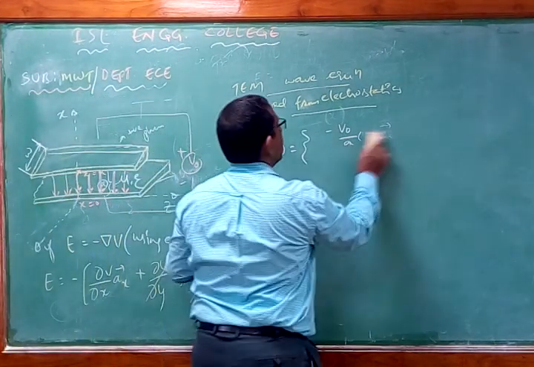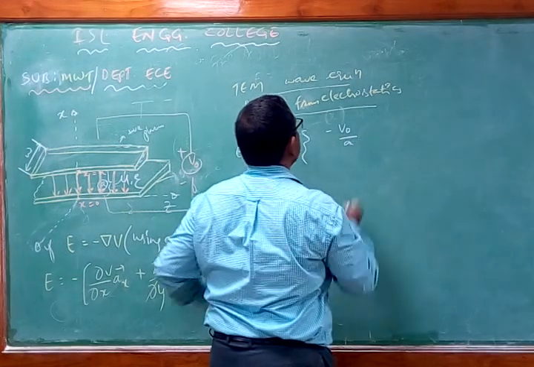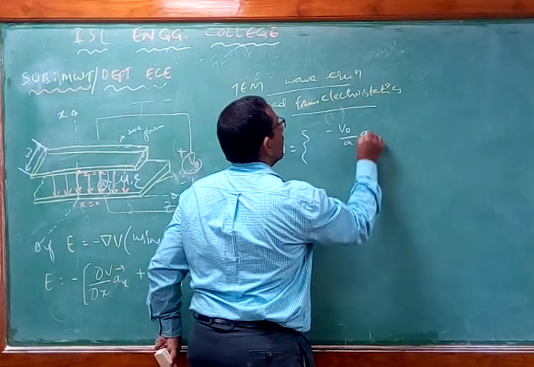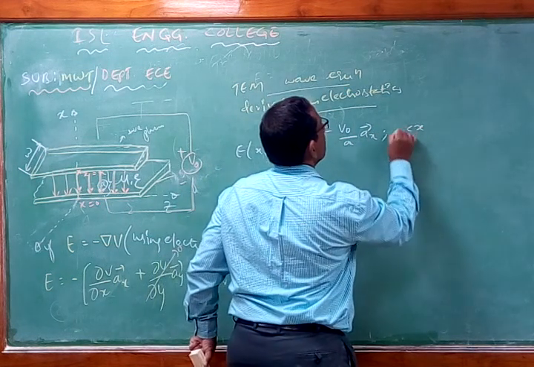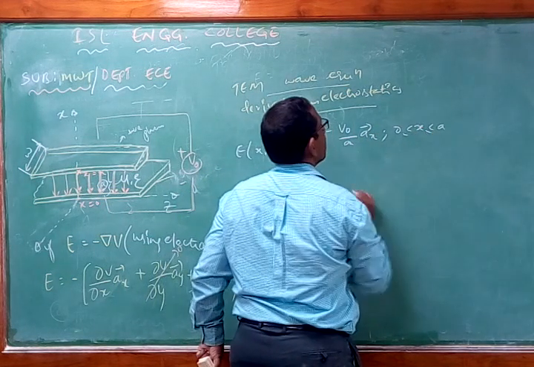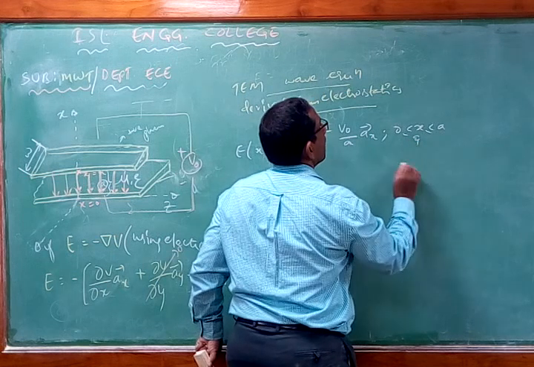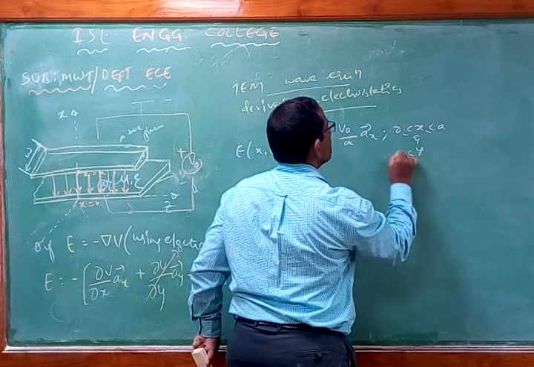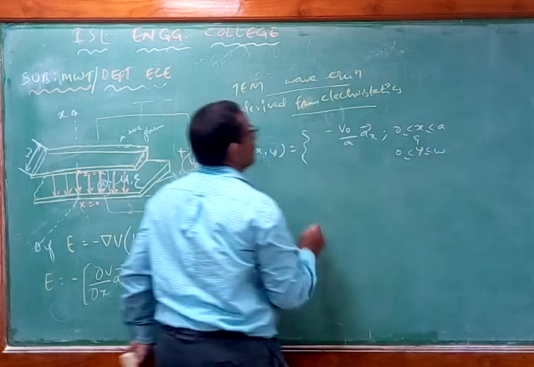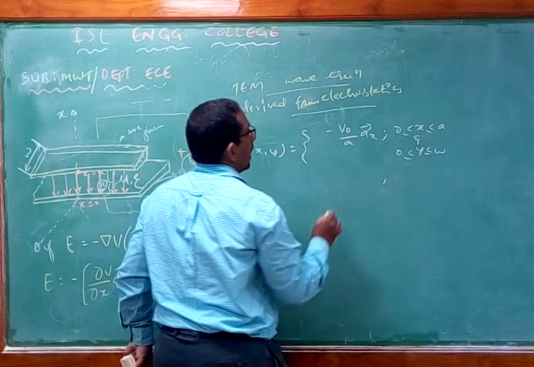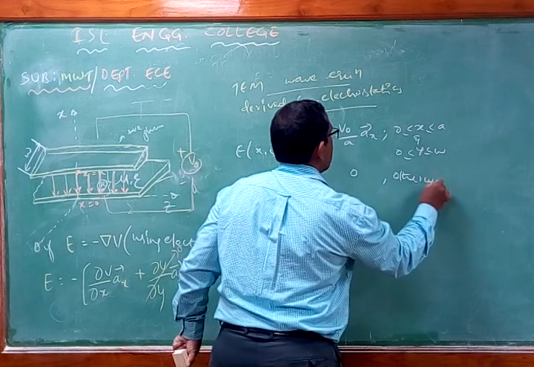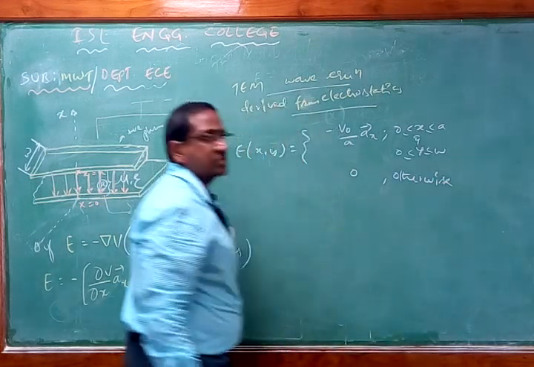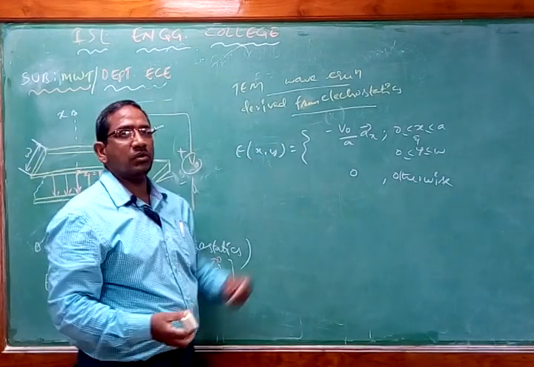So this x component has been cancelled out in the derivative part. So we have V naught by A of Ax, where x is going to lie between 0 and A, and y is going to lie between 0 and W. So this is what we are going to have, and it's going to be 0 otherwise. In all the rest of the other conditions, this value is equal to 0.